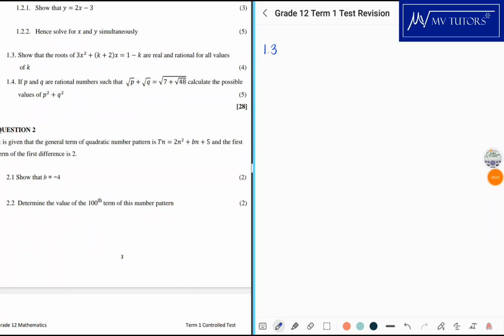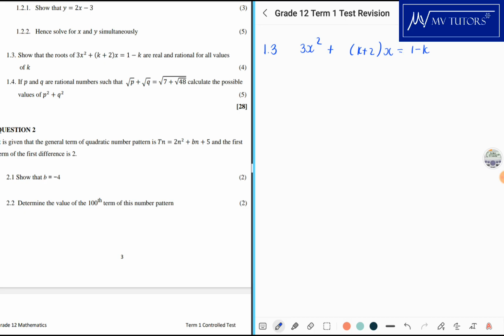Alrighty, 1.3. Show that the roots of 3x squared plus (k plus 2) times x is equal to 1 minus k are real and rational for all values of k. Let's just write it down. 3x squared plus (k plus 2) times x is equal to 1 minus k. So they are real and rational.